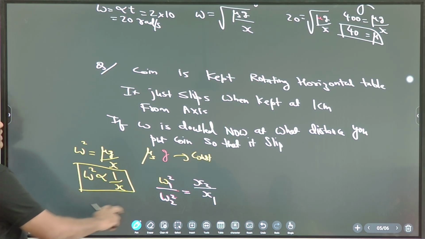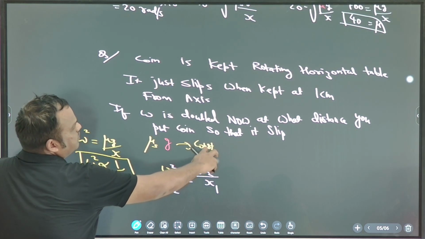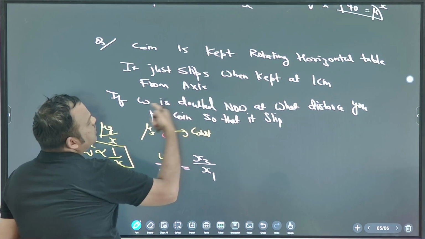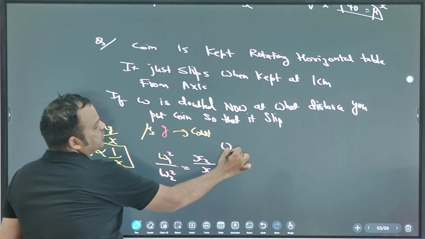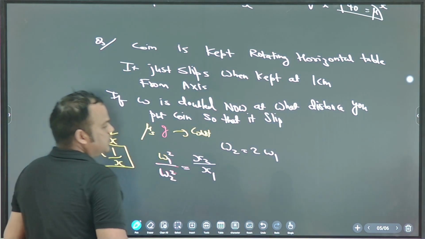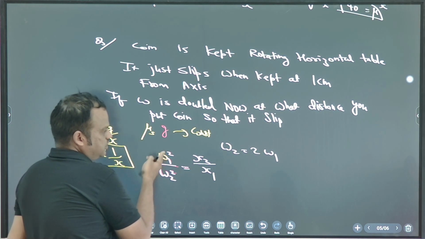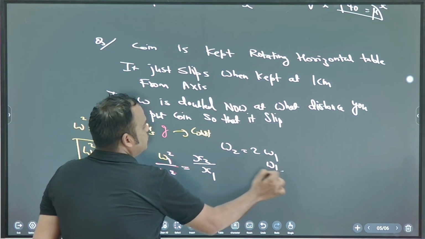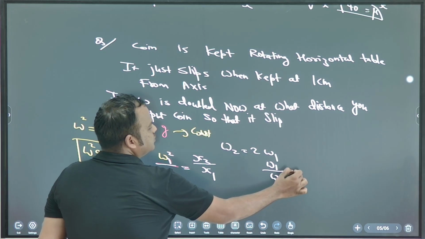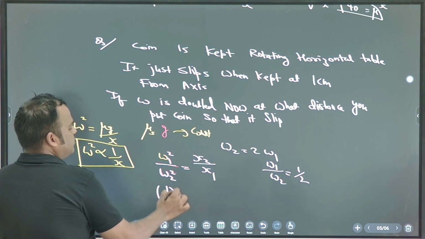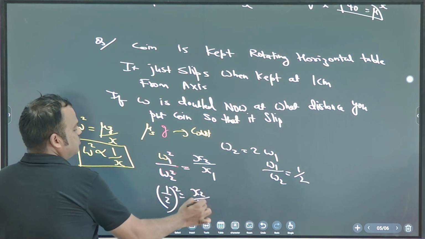Inverse relation. So what is the answer? Tell me. Omega 2 is doubled, so omega 2 is 2 times omega 1. So what is this ratio? Omega 1 by omega 2 is 1 by 2. So (1 by 2) square is equal to x2 by x1.